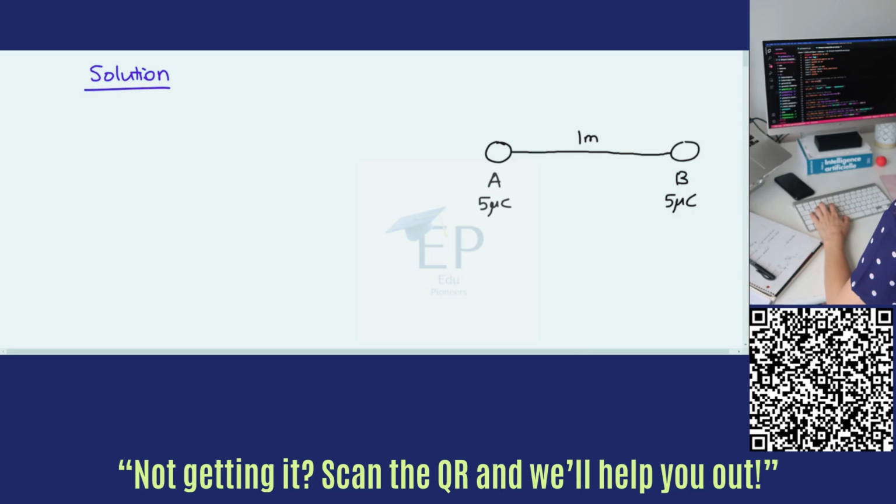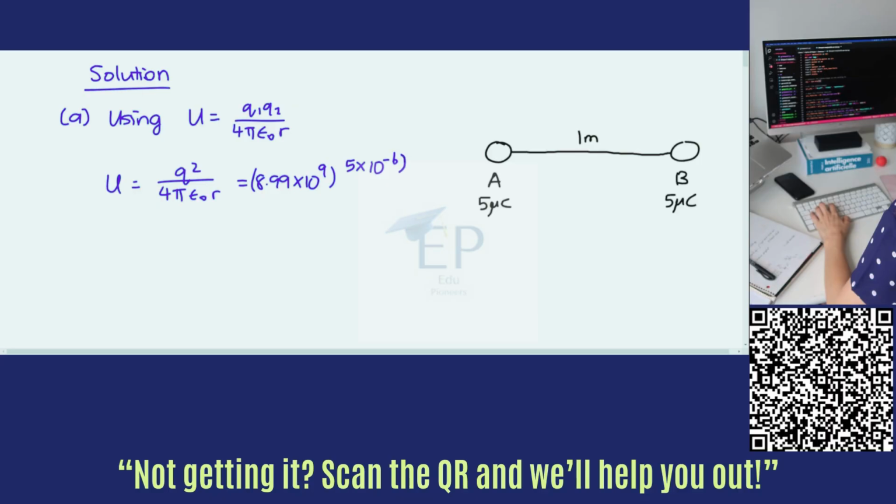to find the electric potential energy, we'll be using U equals Q1 Q2 divided by 4 pi epsilon naught R. The Q's are the same, so we have Q squared over 4 pi epsilon naught R. We substitute the numbers: 8.99 times 10 to the 9, times 5 times 10 to the negative 6 squared, divided by 1, and the answer will be 0.225 joules.